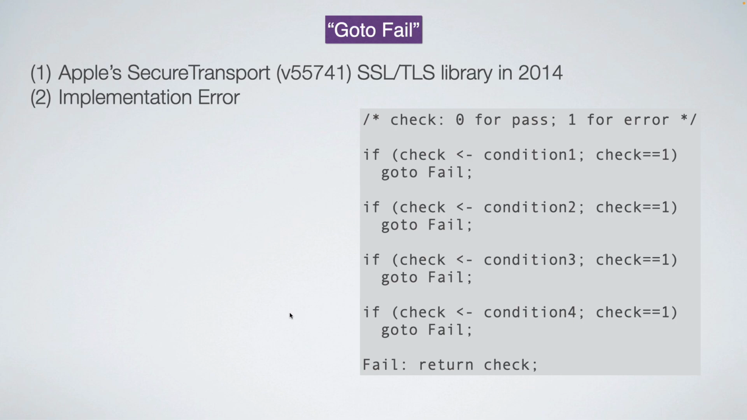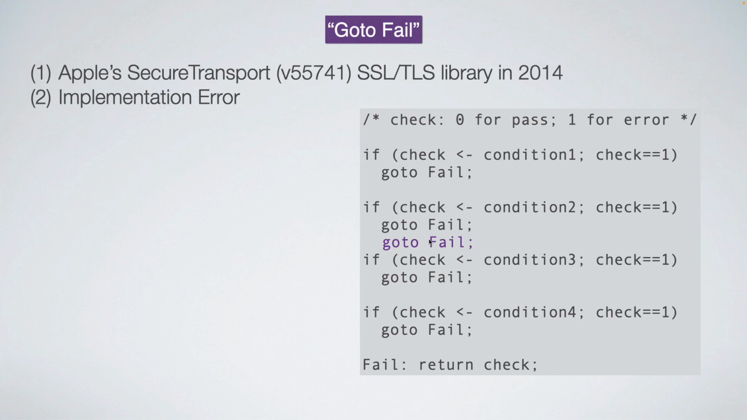Okay, so it's a trick question. There's actually no problem with this code. It's fine. It's not great because of the use of goto and things like that, but there's no actual problem with it. The problem is this isn't actually the code. The code that was in Secure Transport looked almost like this, but there was one small difference, which is somewhere in the middle, someone accidentally put goto fail twice.